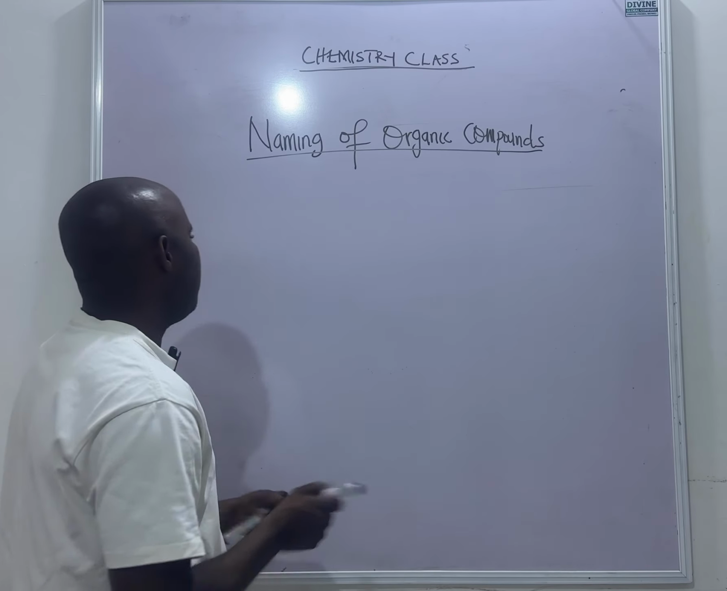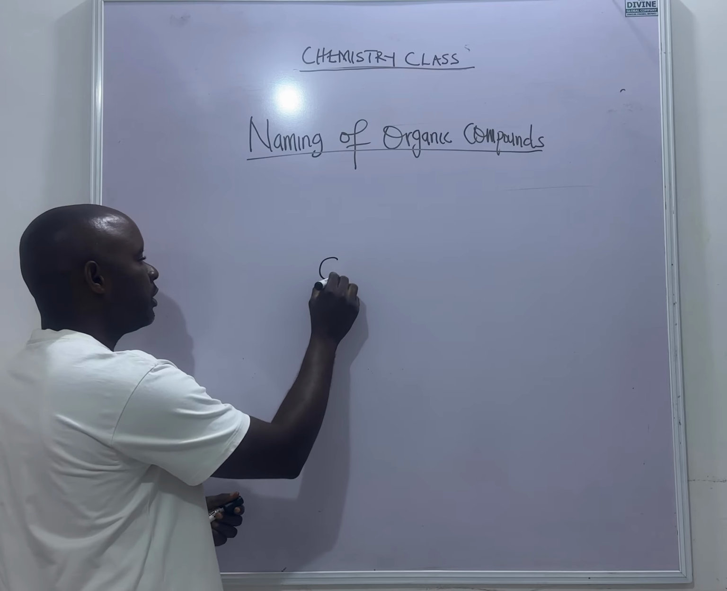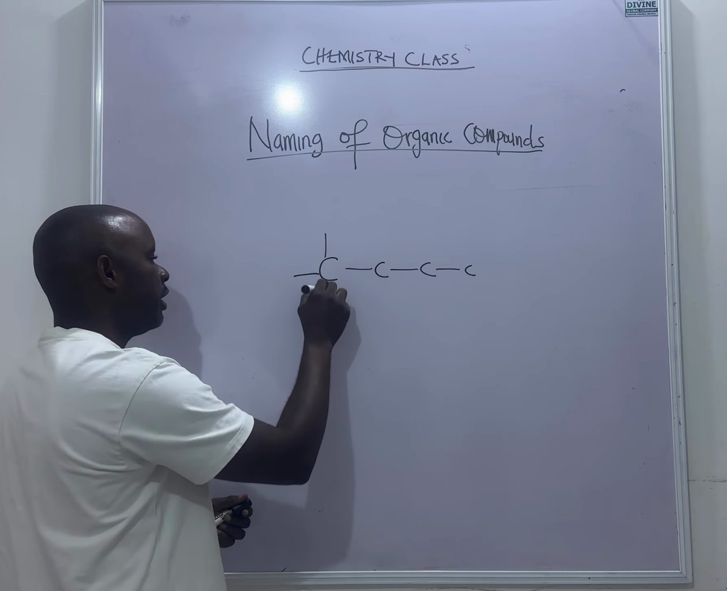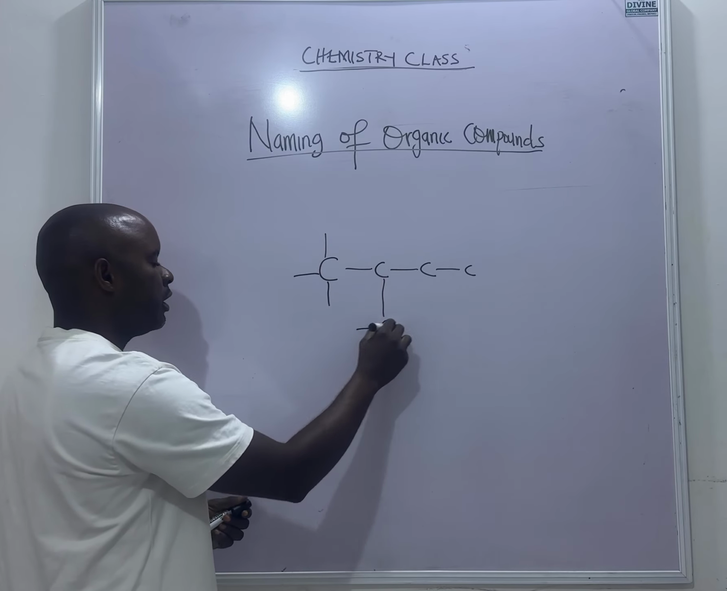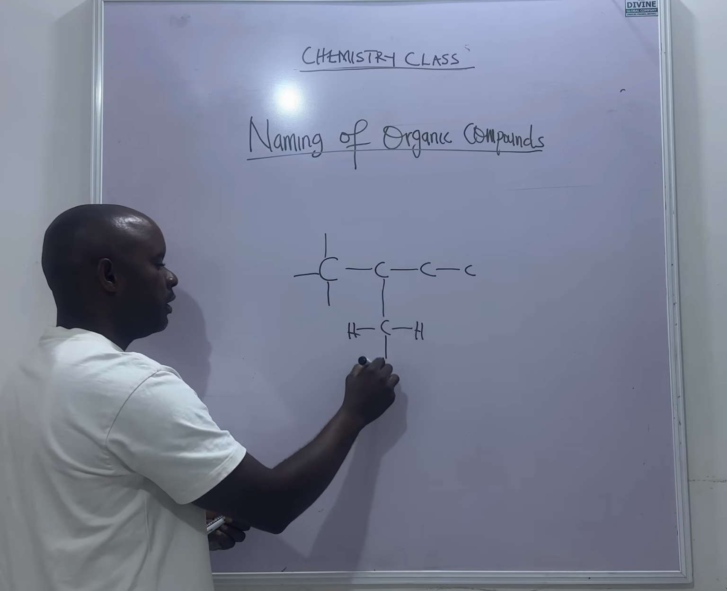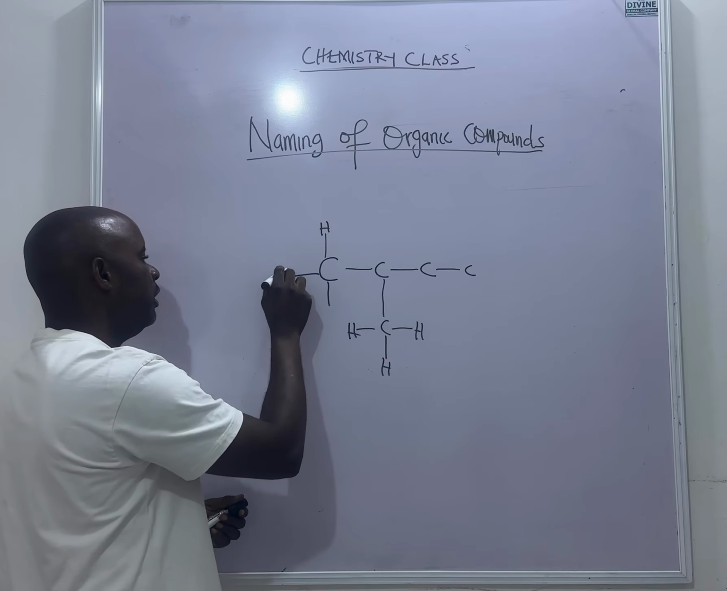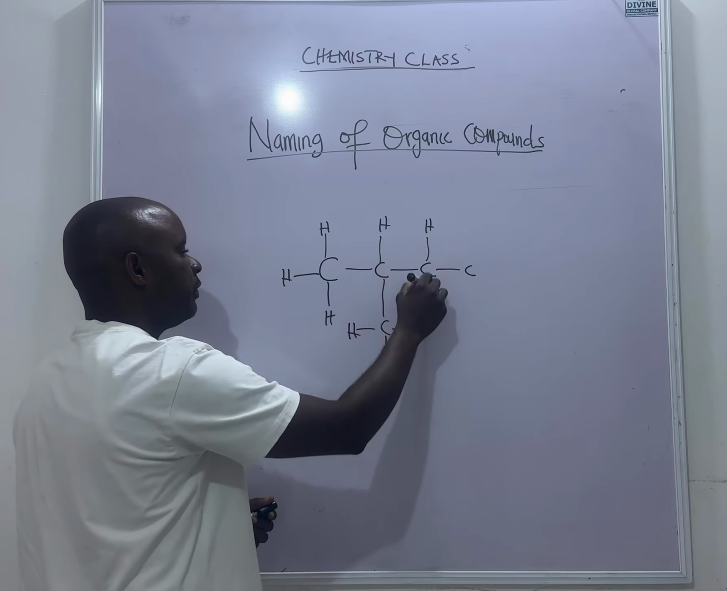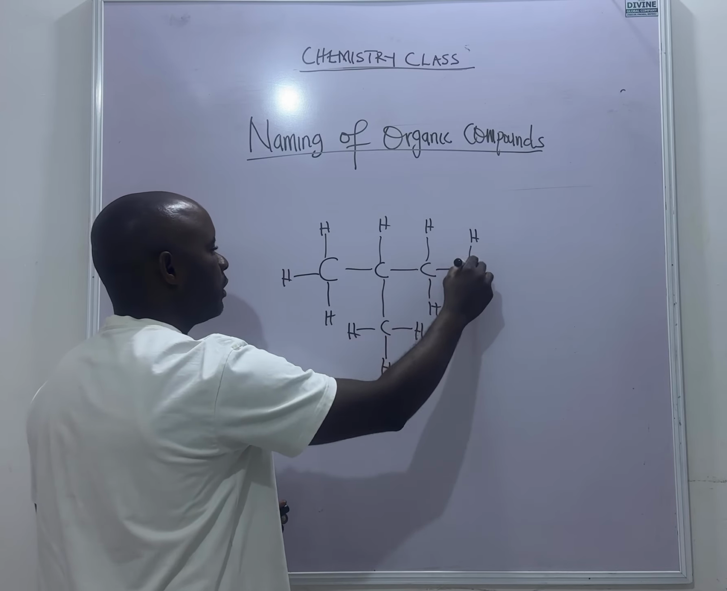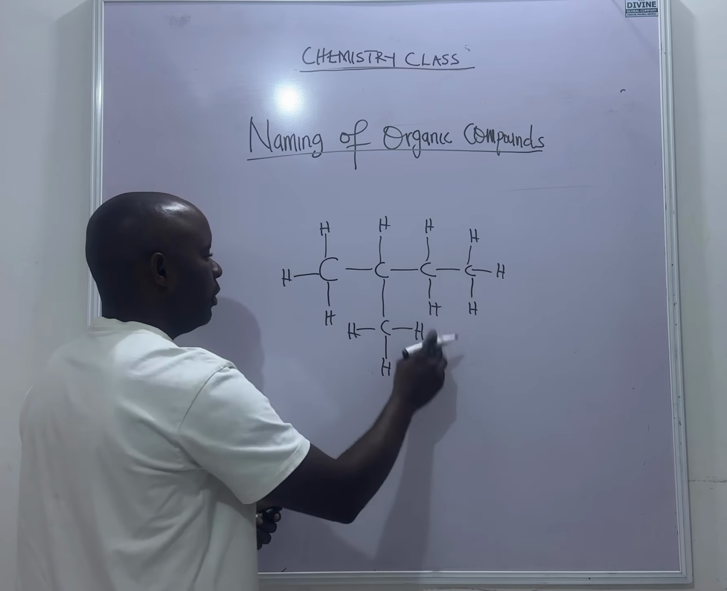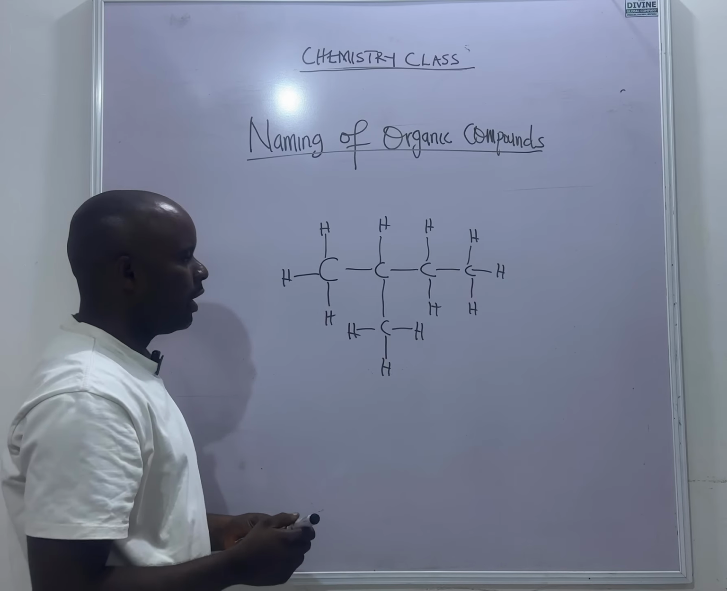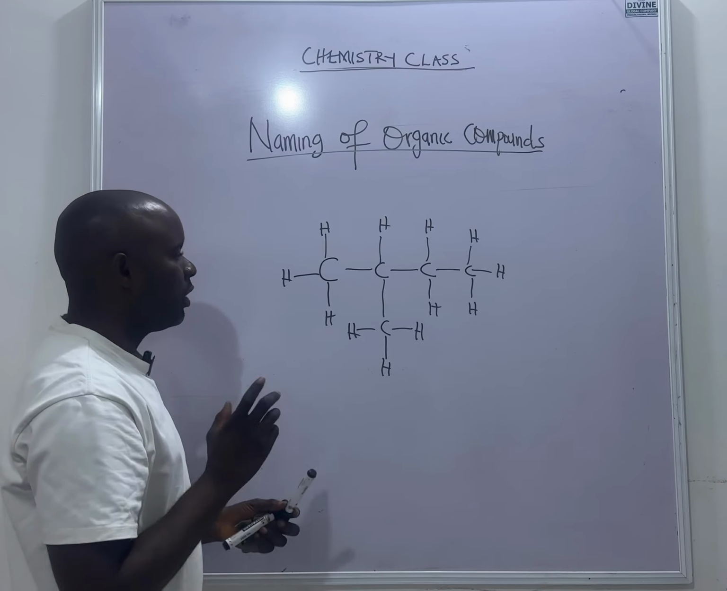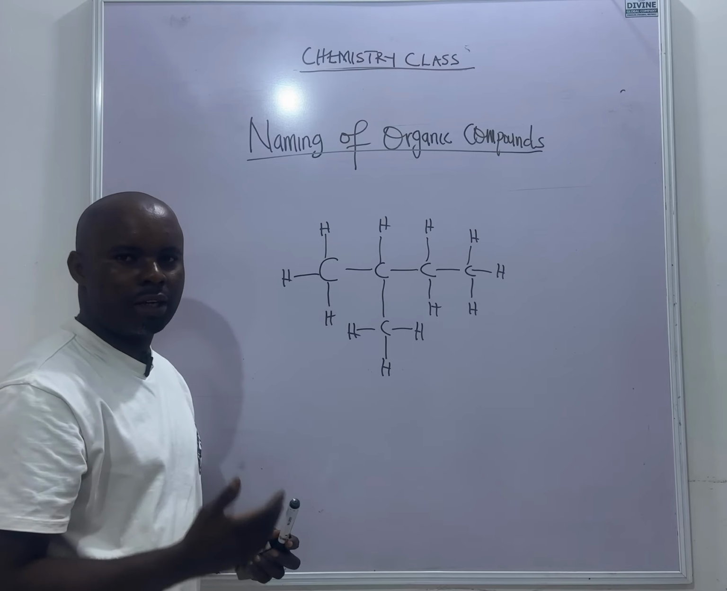One of them, if a given compound, for instance, is given to us, the structural formula of a given compound is given to us this way. For instance, we say this is an organic compound that involves the alkane family. How did we know the alkane family? So there are rules for us to understand how to name organic compounds.